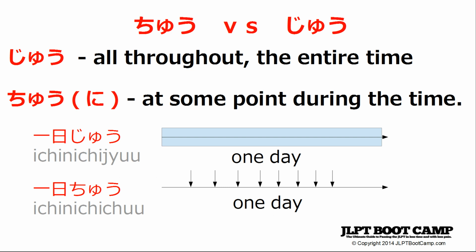Now, chuu is at some point during that time. So, like I said before, there's gozen chuu. They're going to make a delivery at some point during the morning. And usually this is paired with ni. And so if you're reading it off a piece of paper, you can tell the difference between the two pronunciations, which one to pronounce. But other than that, you'll have to go with the context that it's used in to understand what you should say, ju or chu.